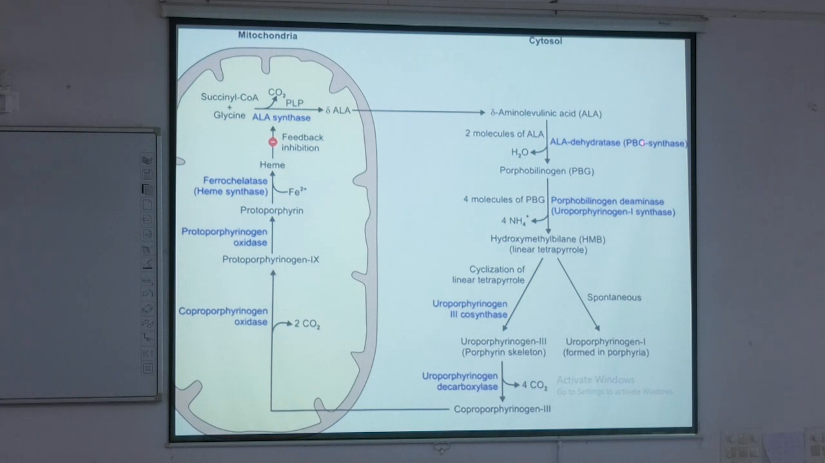Okay? And by the porphobilinogen deaminase enzyme, there is removal of ammonia from this molecule. There is a formation of hydroxymethylbilane. This is HMB. This is the first linear tetrapyrrole. Have you understood that? In this metabolic pathway, there are four steps. First step, formation of ALA. Second step, formation of PBG. Third step, formation of HMB. Lastly, formation of coproporphyrin. Okay, these go to the mitochondria, and there is ultimately formation of heme.